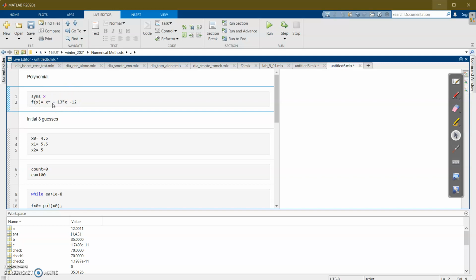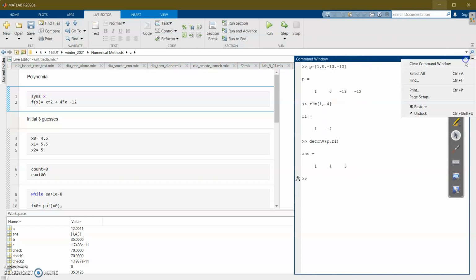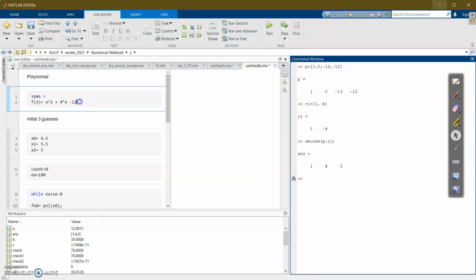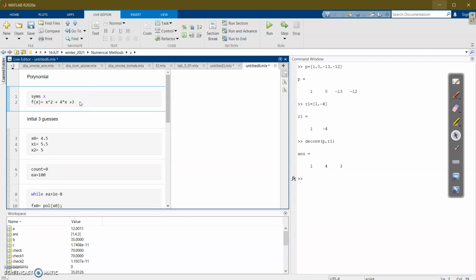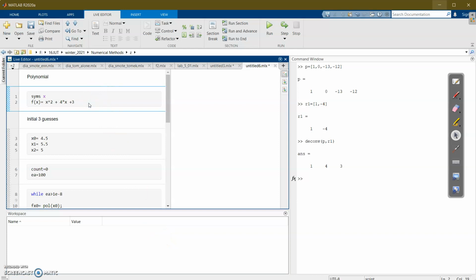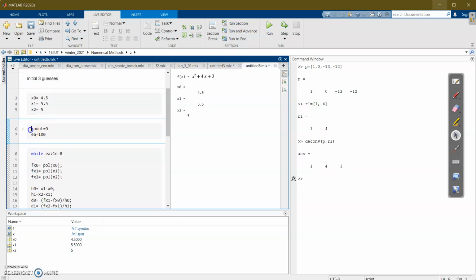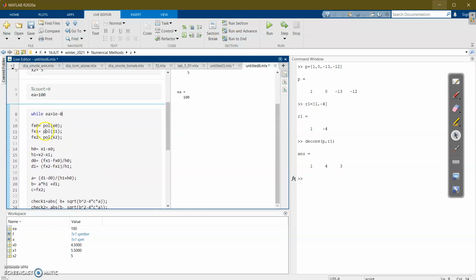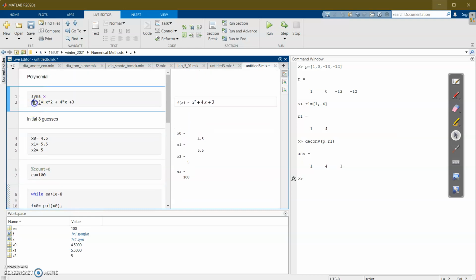So the new polynomial was x square plus 4x plus 3, right? This is my new polynomial. Let's define it here. It is better I clear the workspace. This is my initial guess. Let's keep the same guesses. I don't need count anymore, I can just comment it out. This is my EA. This is everything, and I am using this function. Let's name it f2.